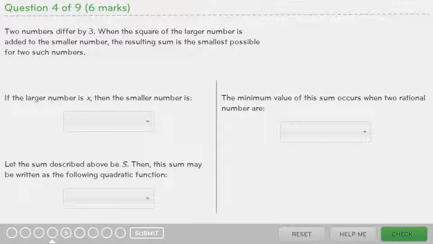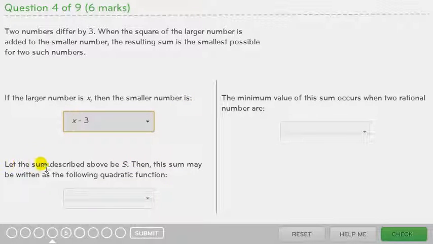In this question, we are told that two numbers differ by 3. When the square of the larger number is added to the smaller number, the resulting sum is the smallest possible for two such numbers. First question says, if the larger number is x, then the smaller number must be, well, because we know that they differ by 3 and the larger is x, the smaller must be 3 less than x, or x minus 3.